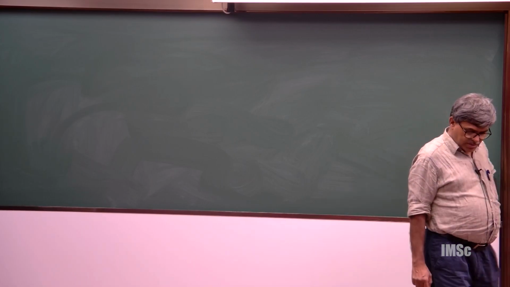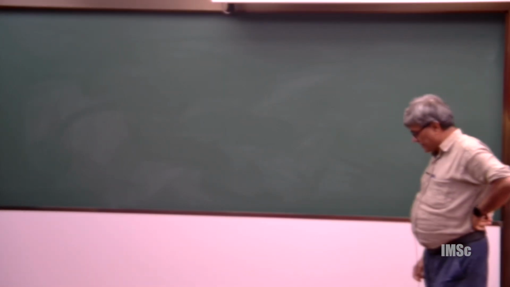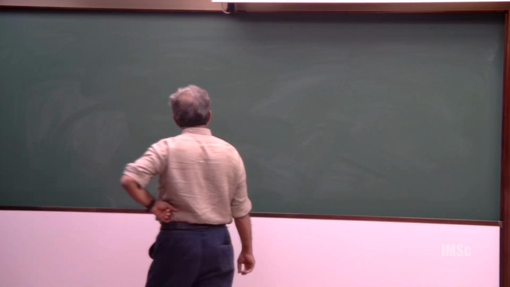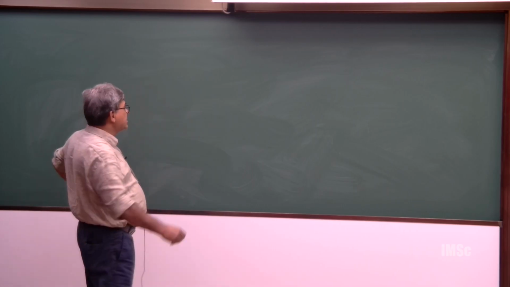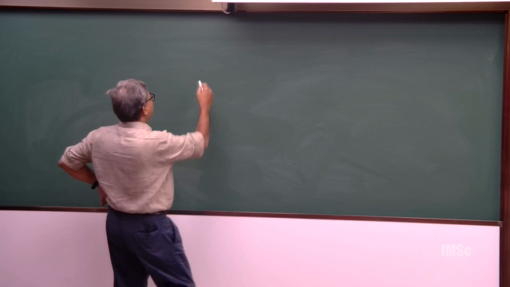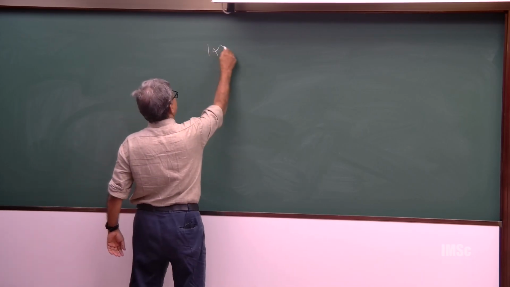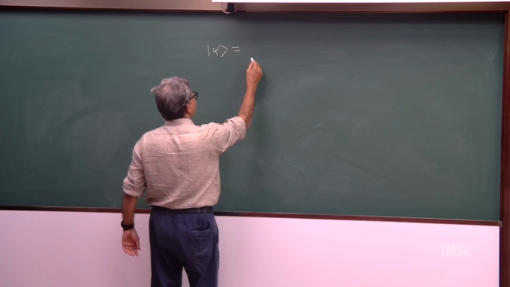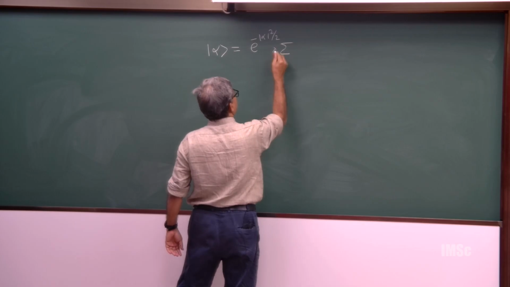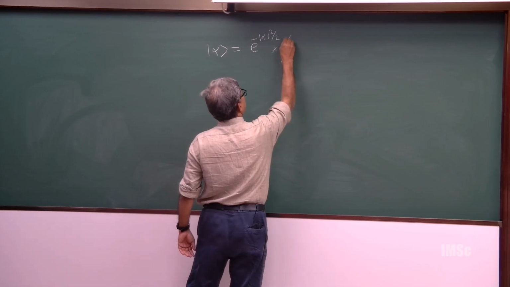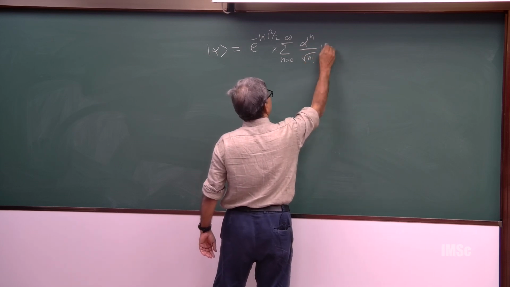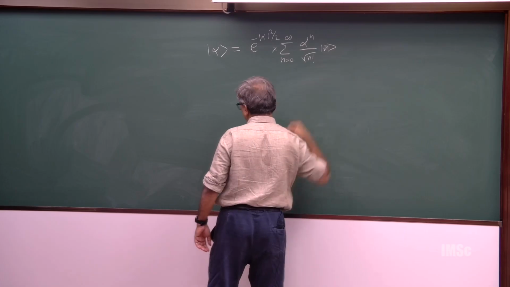So, last time I talked about this uncertainty area. If you prepare your quantum system in a coherent state alpha, which we know in the number basis can be written as e to the power minus alpha square by 2 multiplied by the sum over n from 0 to infinity of alpha to the power n by square root of n factorial times the state n. These are the number states.